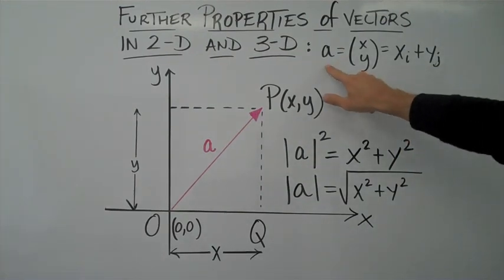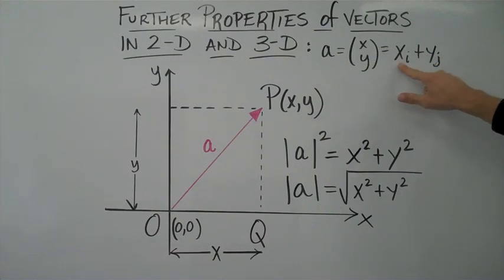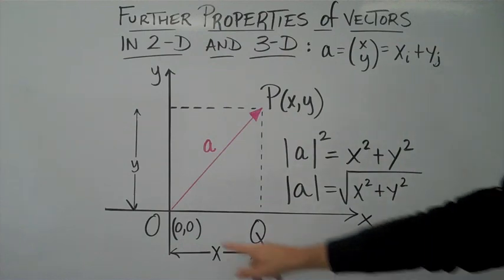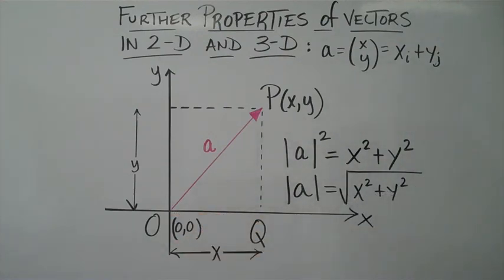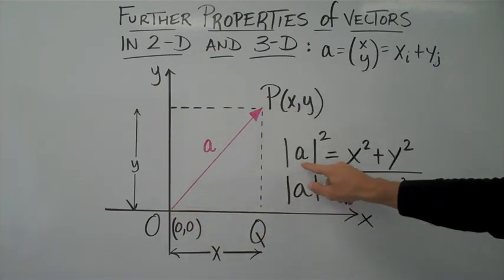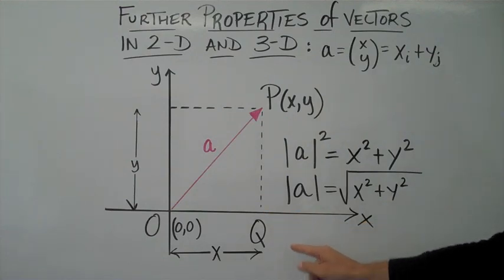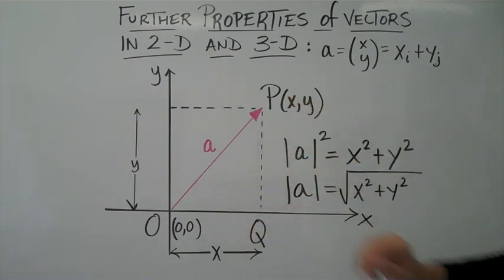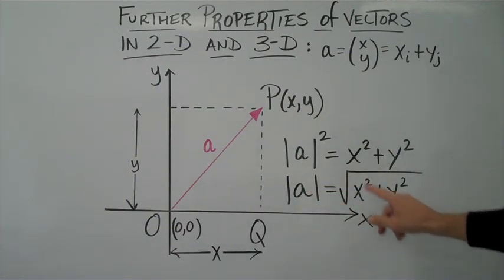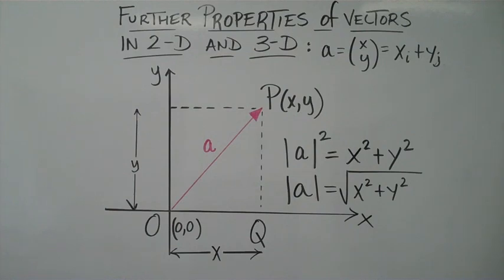Here's a good example of finding the magnitude of a vector in 2 dimensions. I've got vector a defined as (x, y), which is xi plus yj. Go over x and up y. This is a position vector because our tail is at (0, 0). A position vector has its tail at (0, 0). So we see that the magnitude of a squared, the absolute value of a squared, is equal to x squared plus y squared, because we've got a 90-degree angle there. We're just using the Pythagorean theorem. So the absolute value of a, or the magnitude of a, is the square root of x squared plus y squared. That's how we find the magnitude of a in 2 dimensions.